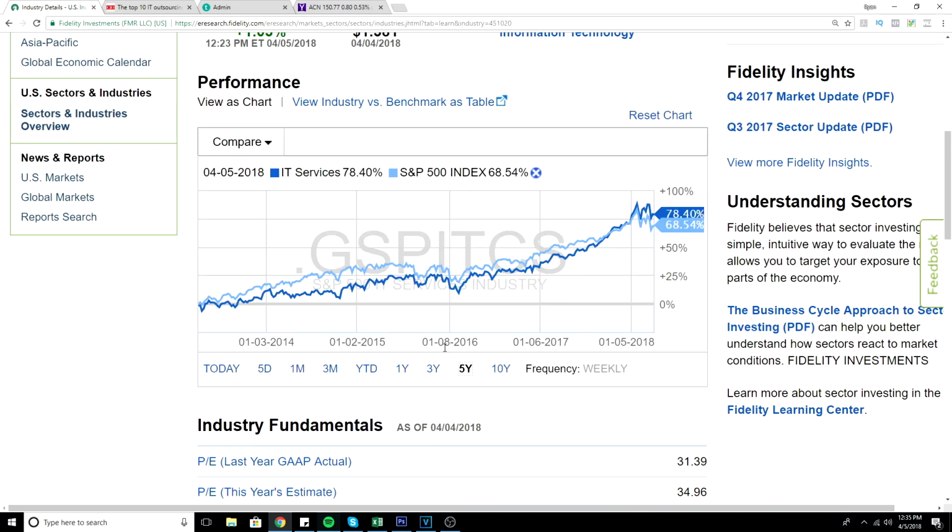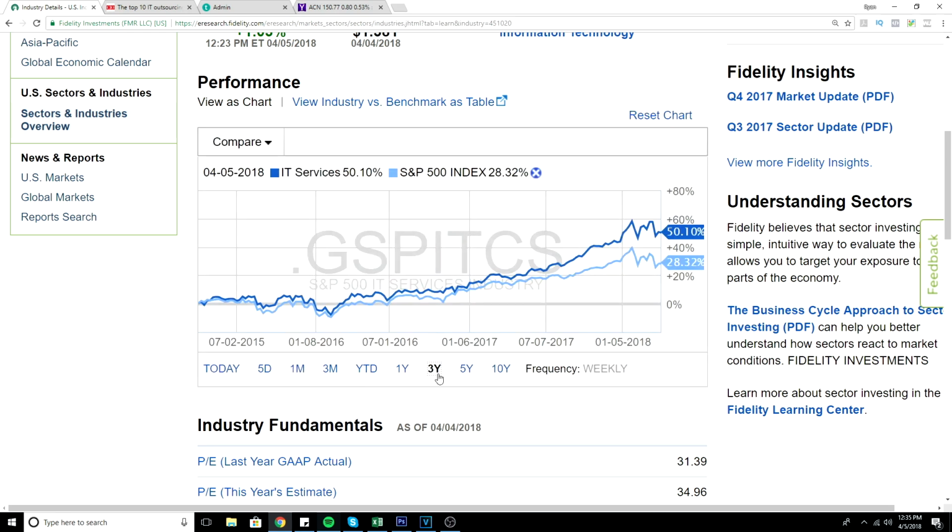So looking at the last 5 years, you can tell here that the S&P 500 was actually outperforming this industry for a long period of time. And then somewhere around October of 2017, this industry began to break out above the S&P 500. Now, what I like about this is you can get so much information here. So first of all, over the last 5 years, we know that IT services has returned 78.4%. Meanwhile, the S&P 500 has returned 68.5%. So it's outperformed over the last 5 years.